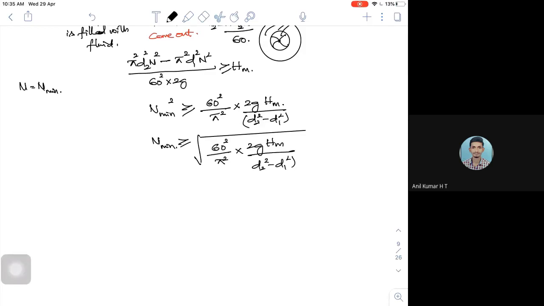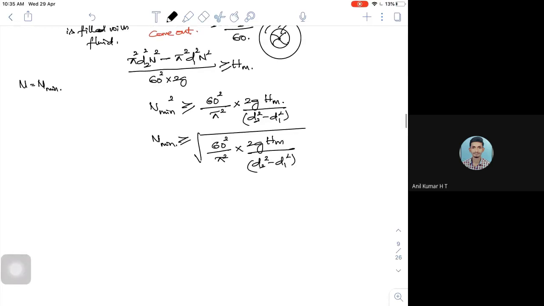This is the expression for your minimum. If the pump runs at this particular speed, the fluid will fill in your impeller. If this number is found to be 300 rpm, then the fluid will get into your impeller. The moment its speed is greater than 300 rpm, say 320 rpm, the water will start coming out.